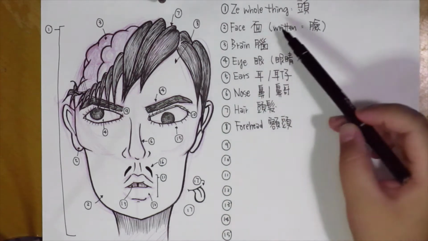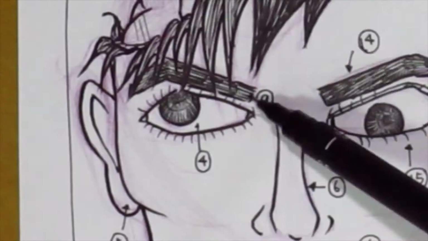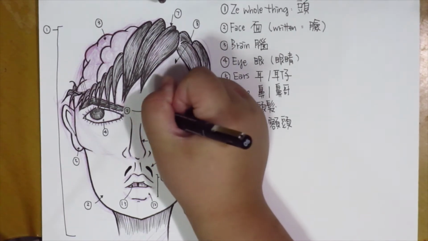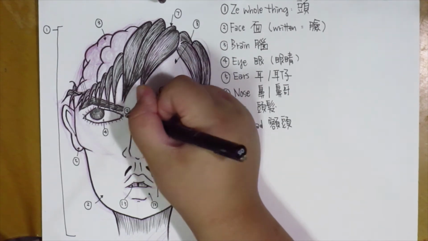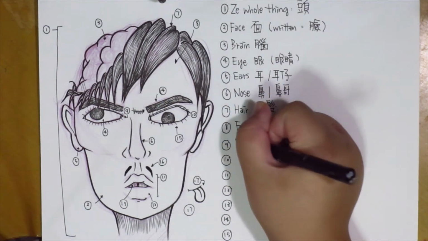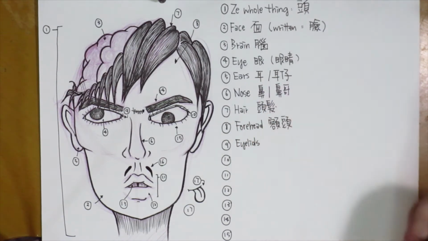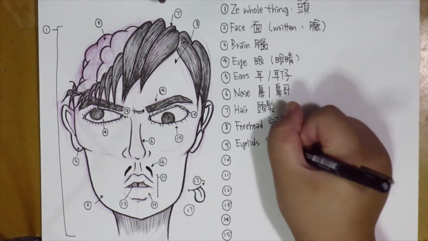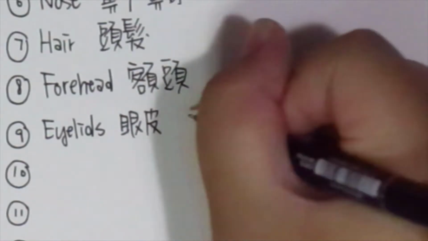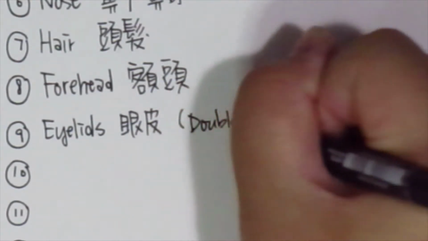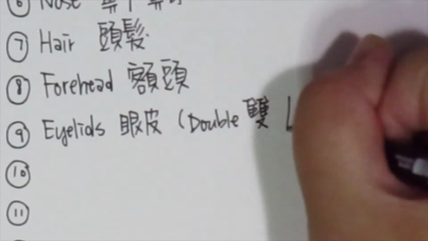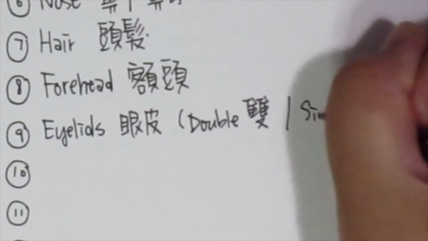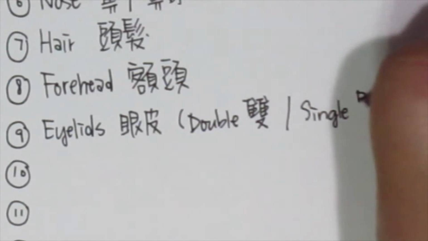After forehead, where is the 9th one? Oh yeah, this one. If you're not clear about that, what is this? The ninth one is about the eye, and it's eyelid. Eyelids plural because we have two eyelids. Eyelids in Cantonese is nhãn pei, and we have double eyelids, 雙眼皮, or single lid, 單眼皮.